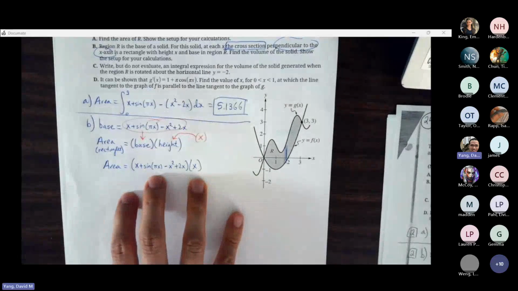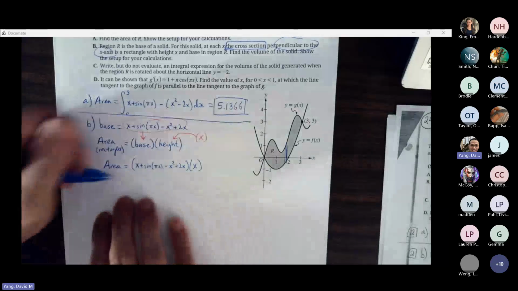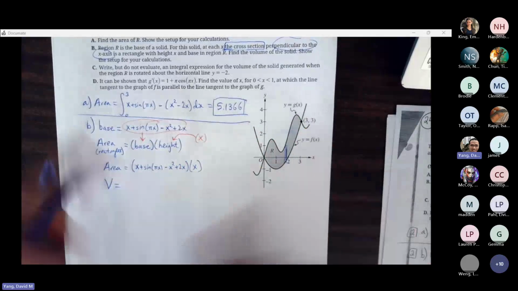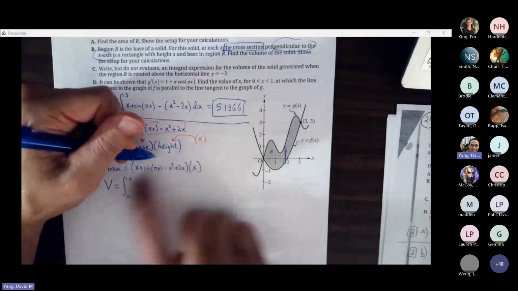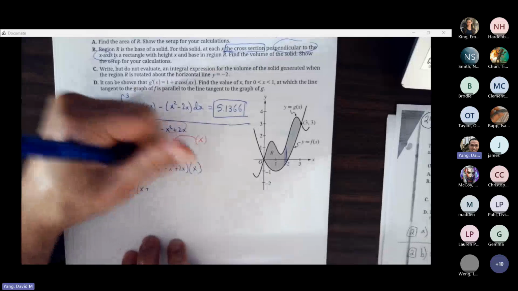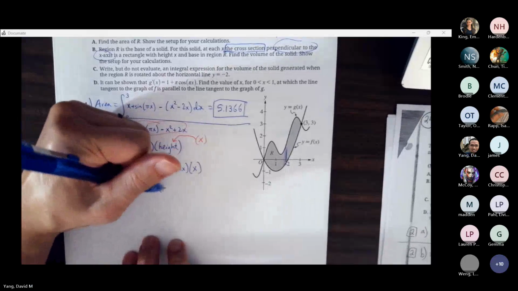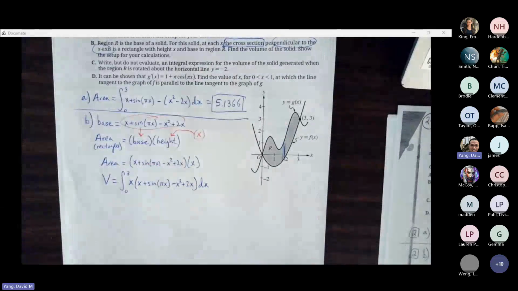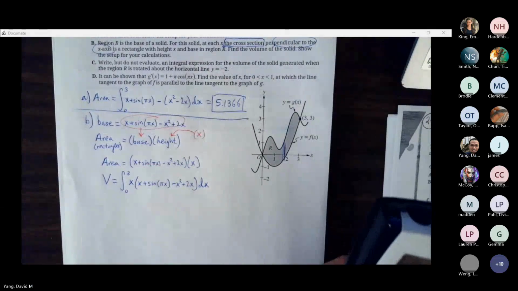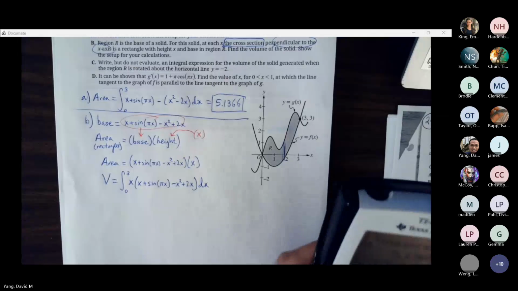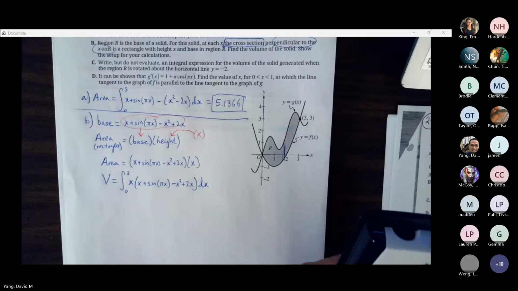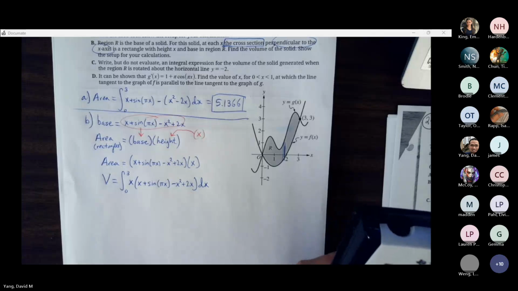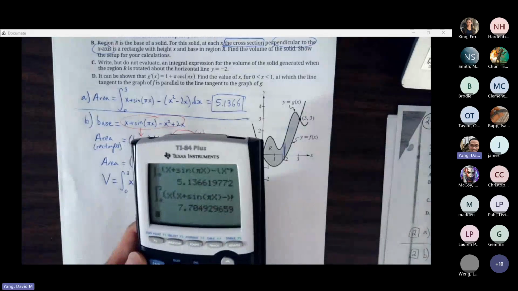If you want to distribute through, you can, but you don't have to, because the next step is the volume. So volume is taking your area and then accumulating it over the entirety of the bounds from 0 to 3. I want to just put the x in front. It doesn't really matter. I'm just showing that I want to multiply, represent my area somehow. Okay, Math 9. I got 7.7049.